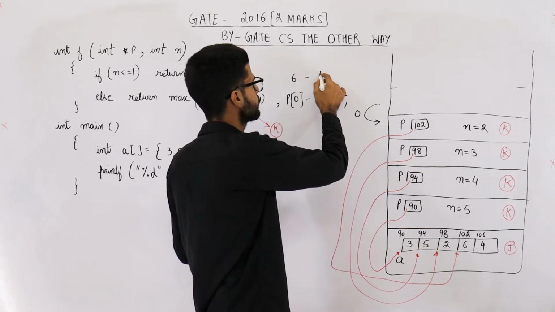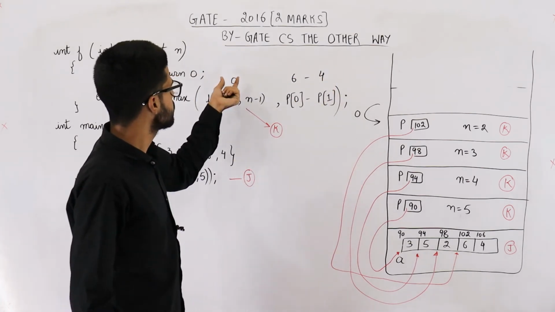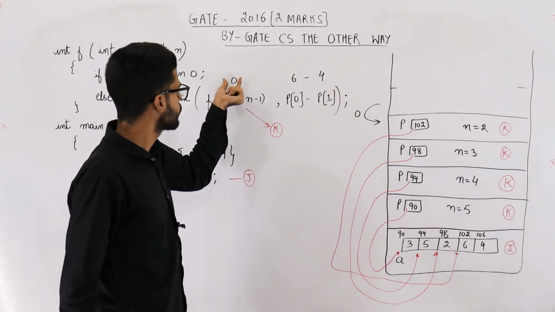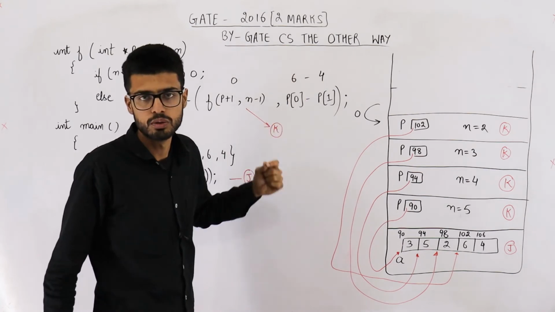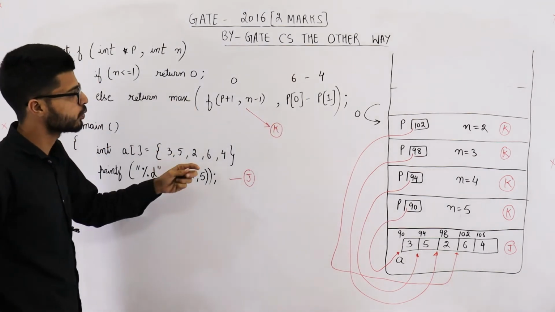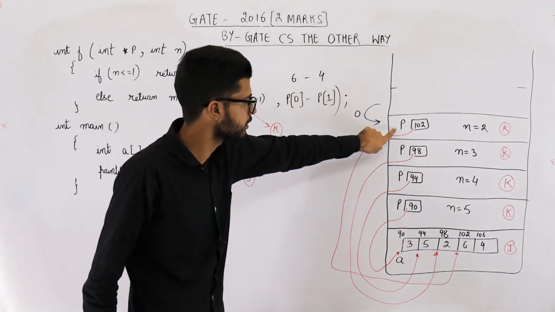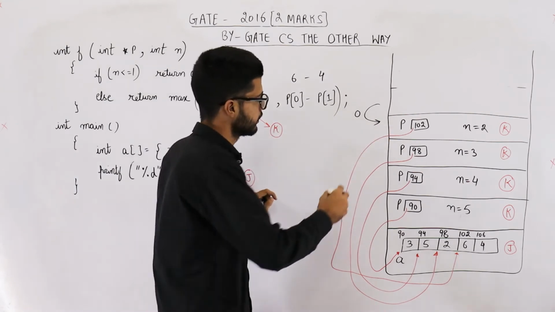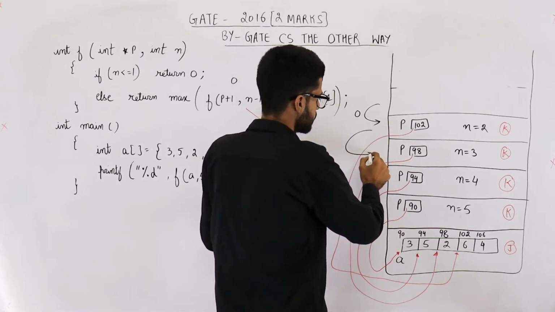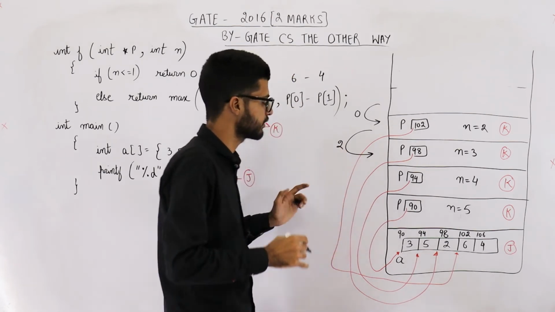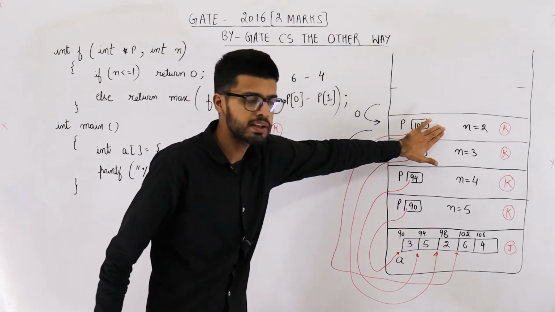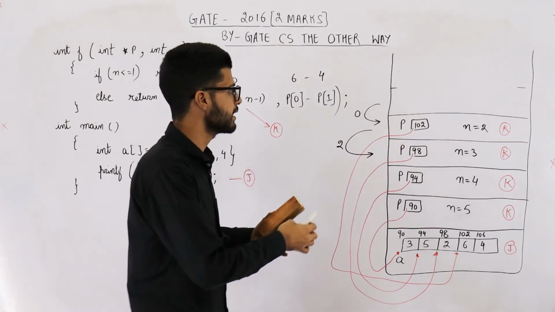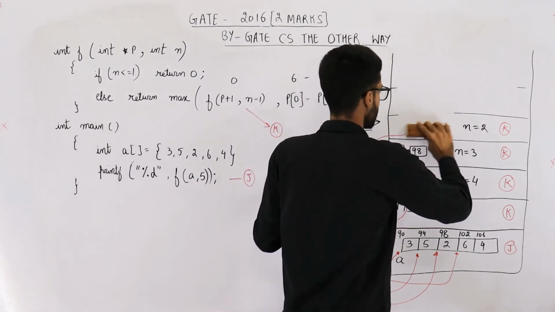So 6 minus 4. That means we have to take the maximum of 0 and 2. So the maximum of 0 and 2 is returned. So this function returns 2. Okay. 2 is returned to its calling function. Now because this one has returned a value, this activation record will be popped.